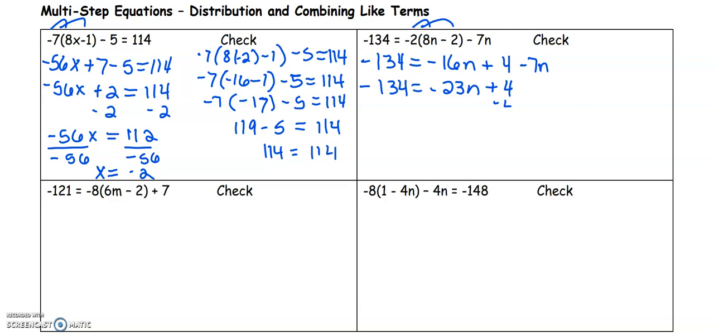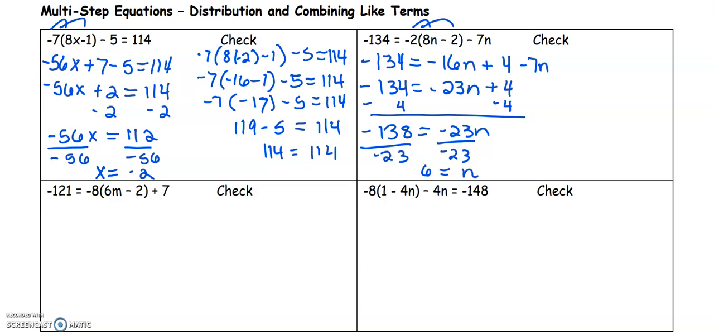Our next step, now that it's a two-step problem, is to go ahead and subtract 4 on both sides. And our last step would be to divide. We're going to divide by negative 23 on both sides. And we'll have 6 equals n, which you can write, now that you know your properties, as the same thing as n equals 6. Symmetric property.